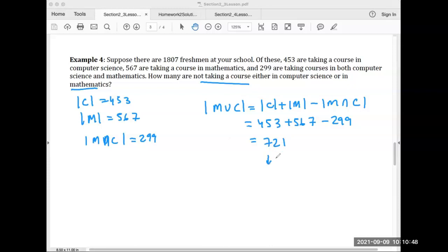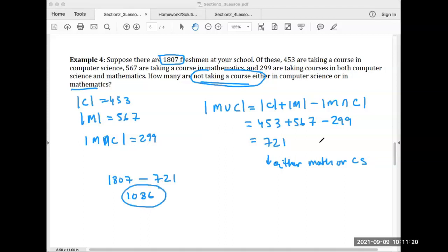So either math or computer science. Now I have to figure out how many are not taking a course in either computer science or math. That's how many freshmen are in total, so subtract the ones that are taking either math or computer science. And we get that 1,086 are outside this group, okay?